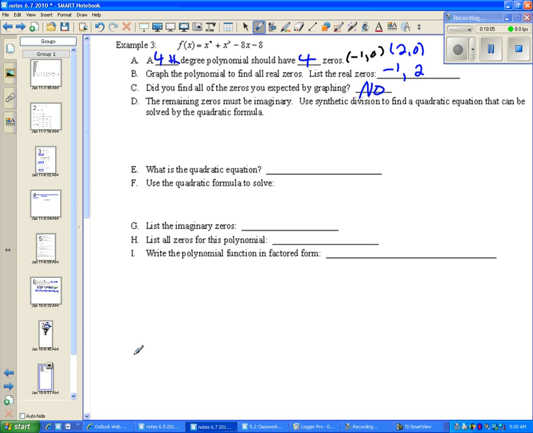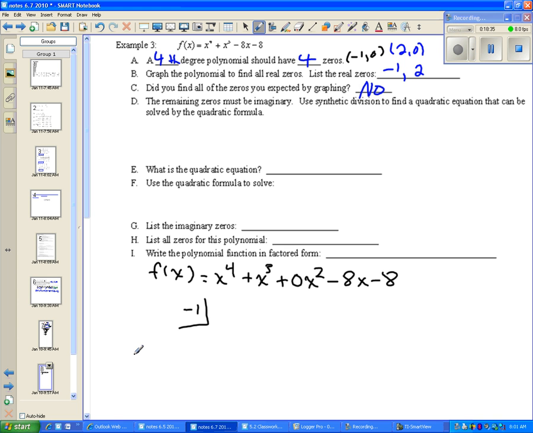I'm going to start with my function, f of x is equal to x to the fourth plus x to the third. Here's the thing that we need to remember. It's plus 0x squared, because when I do synthetic division, I have to have that x squared term in there, minus 8x minus 8. So when I do my synthetic division, I'm going to factor out that -1.